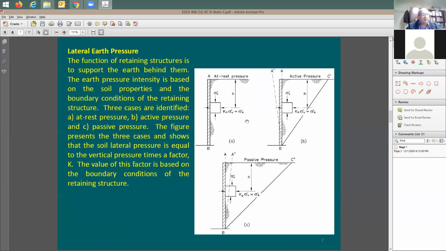Now let's look at the other variables that we have here. I'm taking a soil sample or a soil element, and the size of it is going to be 1 by 1. So it could be 1 inch by 1 inch or 1 foot by 1 foot. Here's the soil element in the three cases I have. It's going to be taken at depth H. You see here, depth H, H, and H. So it's going to be the same soil element.